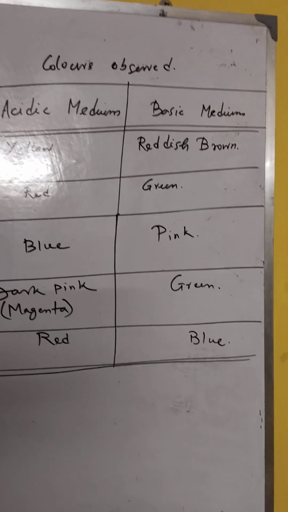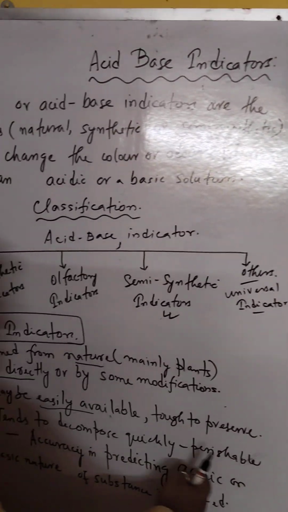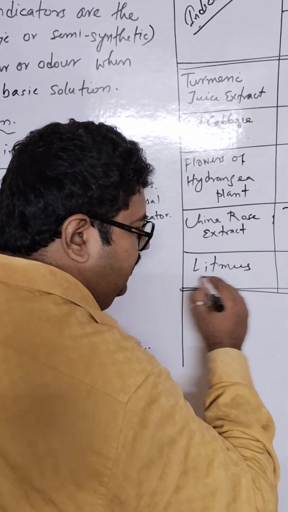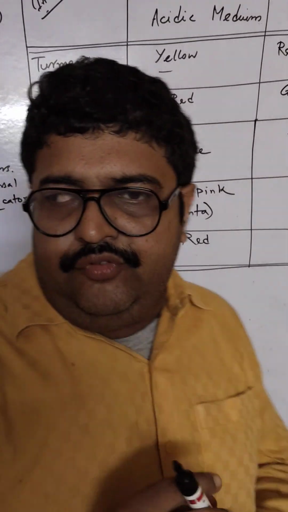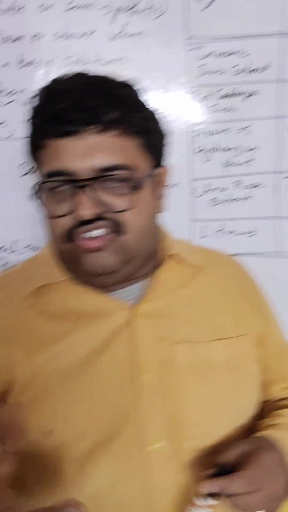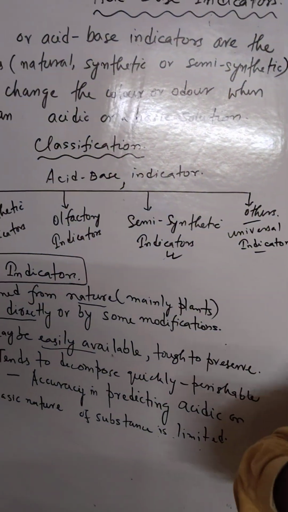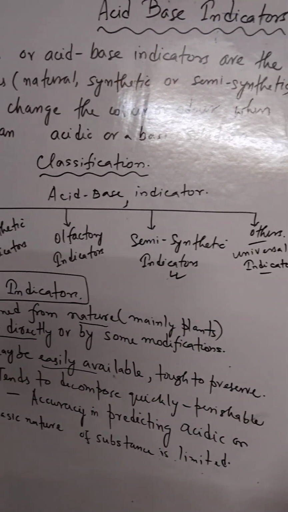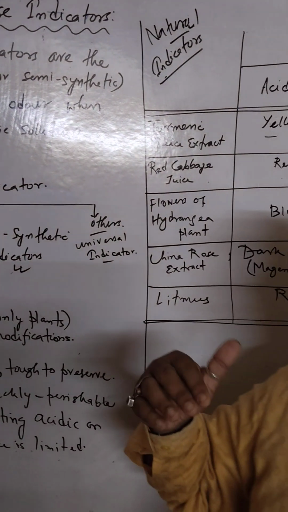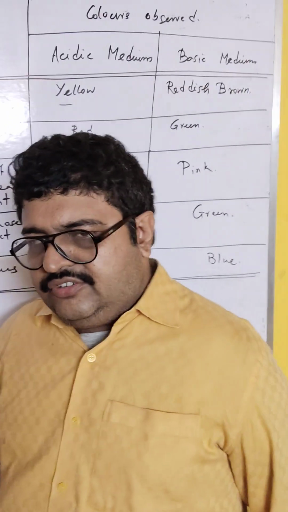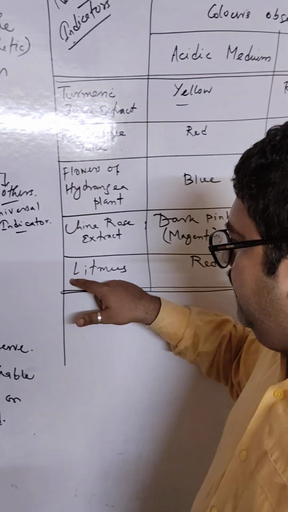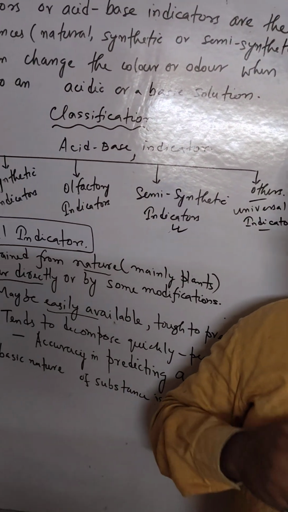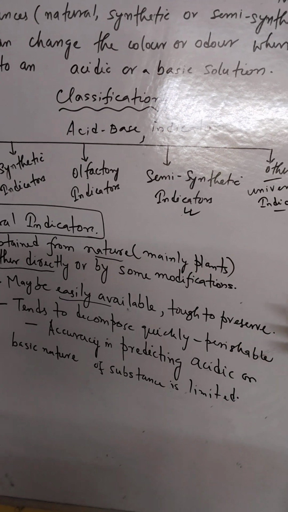Now in case of semi-synthetic indicators, the main problem of perishability is totally removed. You can take the example of litmus solution itself. Litmus, if you see, is generally perishable, but when you use it as litmus paper or litmus solution, you can preserve it in any conditions. It is very friendly for the basic detection of acids and bases. At the same time, this litmus can also be available in the form of solution, which can be used in its own form to detect the acids and the bases.